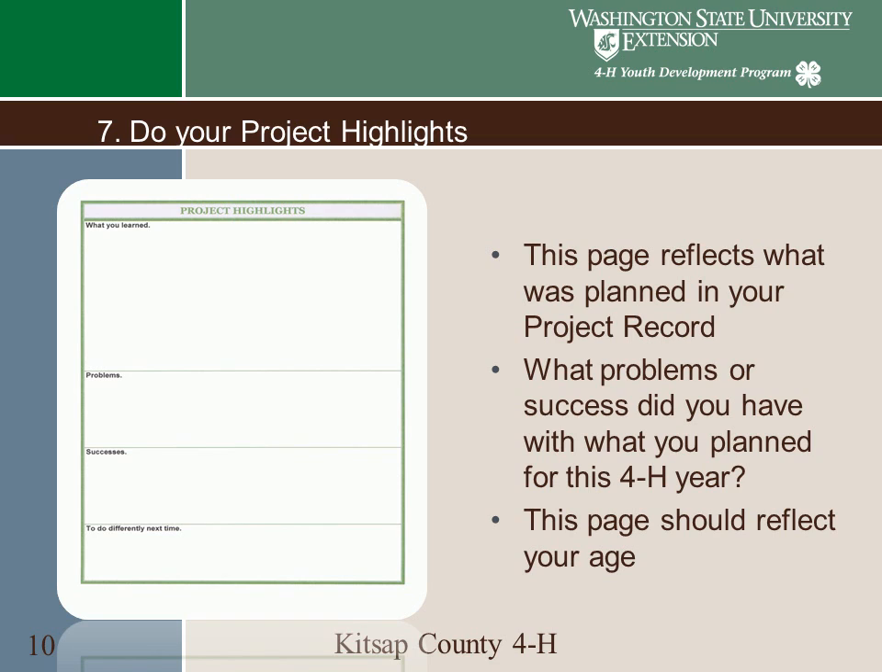Review your project record. Did you learn what you planned to learn? If you did, how did you learn it? When did you learn it? And who helped you? Include other skills and knowledge that you gained, even though it was not part of your plan. What happened that made it possible for you to learn them?